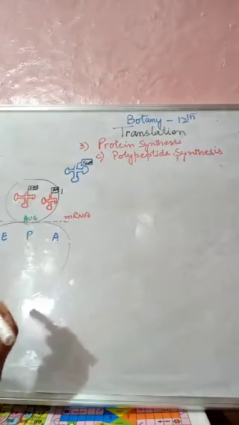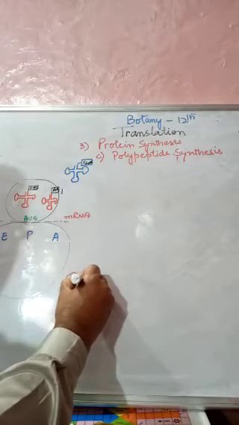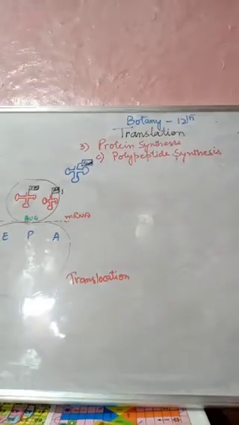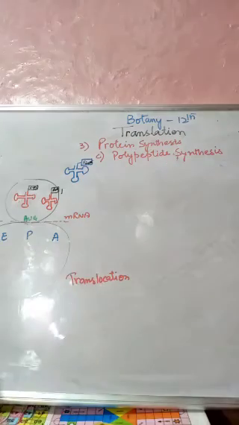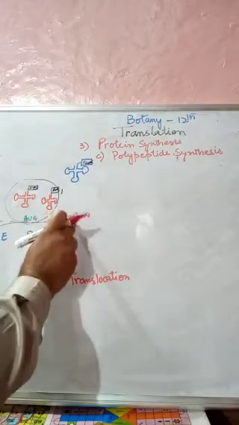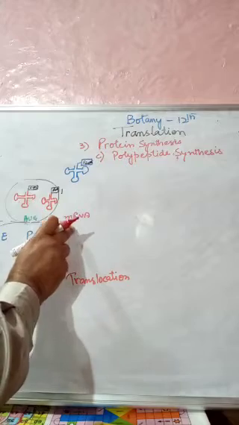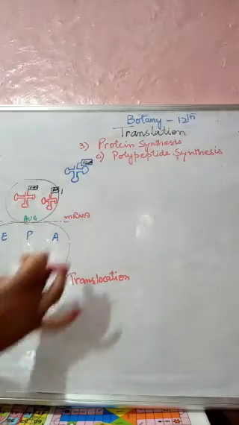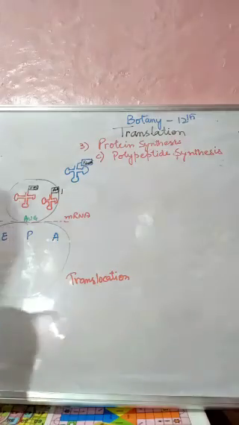This whole process is called translocation. Now, what do you mean by translocation? Translocation simply means the shift of ribosomes along mRNA. The shift of ribosomes along mRNA is called translocation, or we can simply say that the movement of ribosomes on mRNA is called translocation.